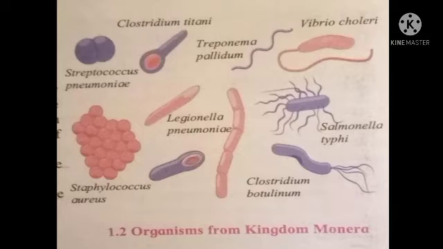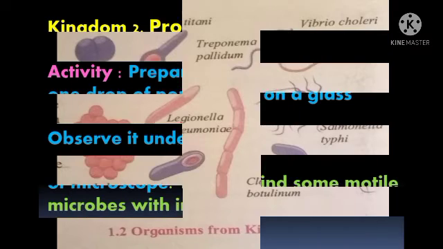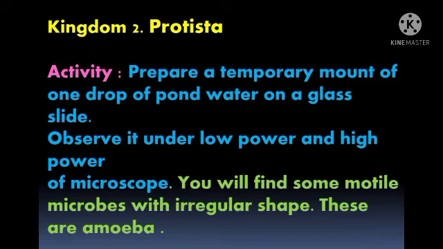Some of the examples are Streptococcus pneumoniae, second, Salmonella typhi, Legionella pneumophila, and Vibrio cholerae. Here are some of the pictures of various organisms, how they look.